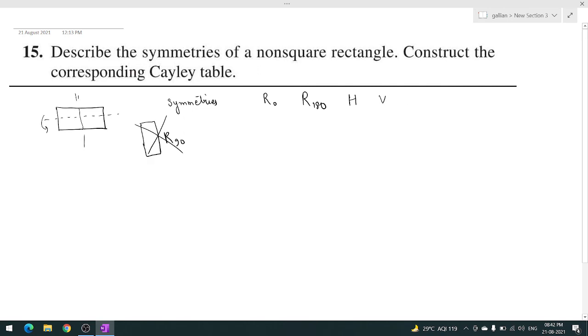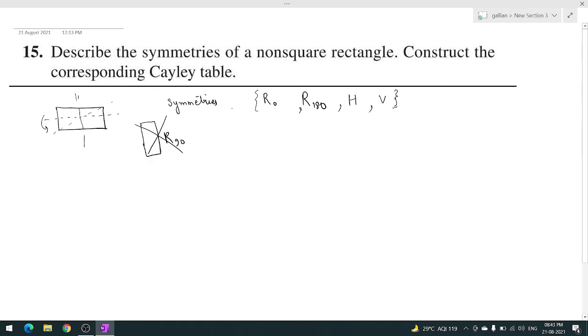Else we cannot do anything, because once we do a diagonal, it will be something similar to this only. You can see the mirror and see the difference. But this is not the case actually. So R0, R180, H and V are the required symmetries that we have to find. Okay. Now the first part of the question is answered. The second part of the question says to construct the corresponding Cayley table.